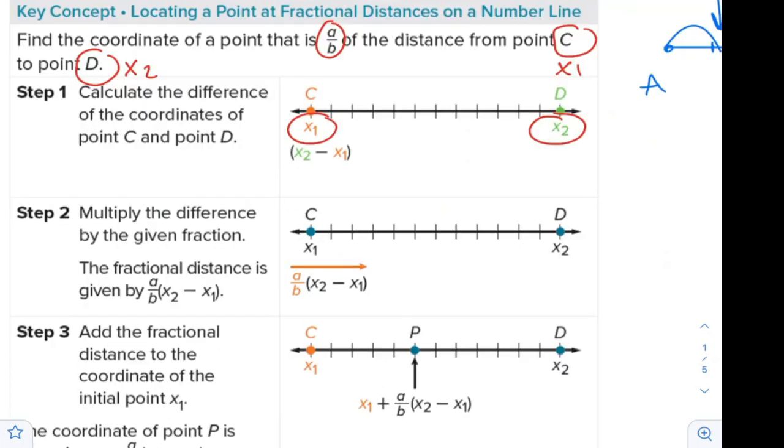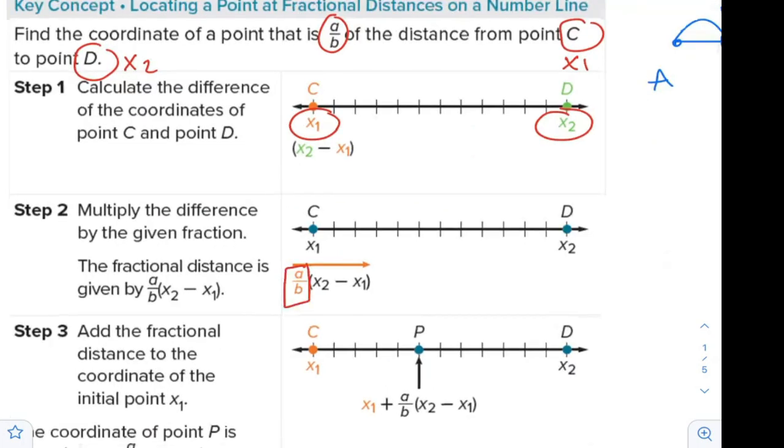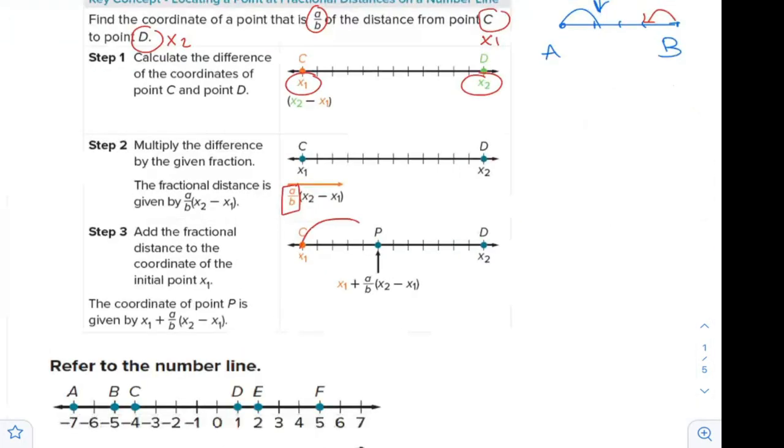We multiply it by the fraction that is given, which is A over B. Then we will add it to the initial point because we are moving from here according to the fraction given to us. That's why we are adding x1 here. So this is the formula that you need to memorize.